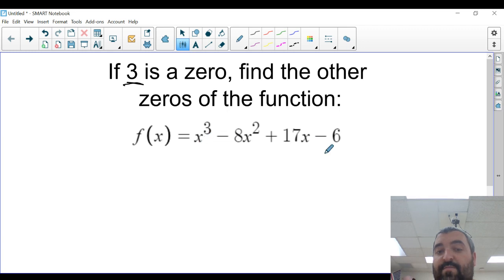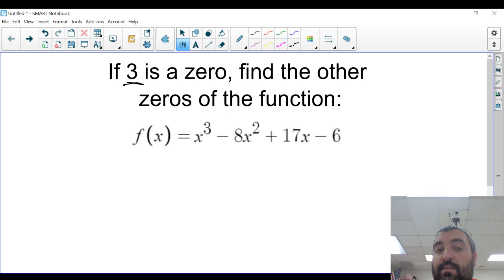Since we have 4 terms, we want to see if we can factor by grouping, but hopefully if you try to group, you see you can take out an x squared, but what's left over won't be the same. So we can't factor by grouping, but since we're given a zero, we can do some division.